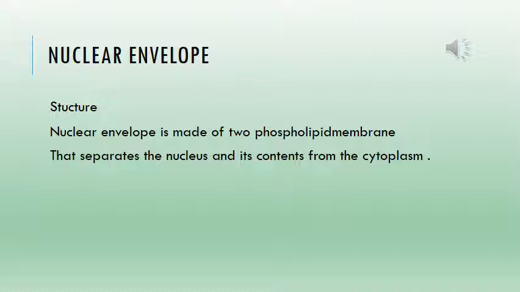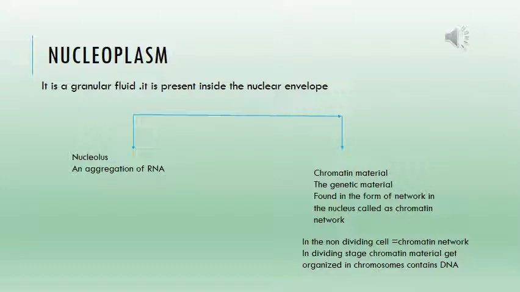It requires the exchange between the cytoplasm and the nucleoplasm. The nuclear envelope keeps all the chromatin network and nucleus inside it. Nucleoplasm. Okay, my dear students, we are going to study in detail. Nucleoplasm consists of the nucleolus and the chromatin network.